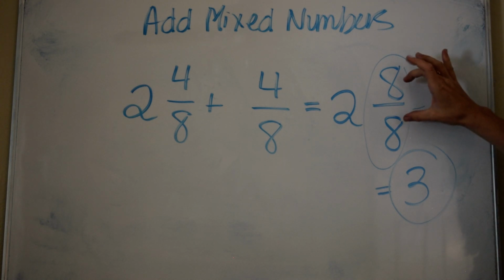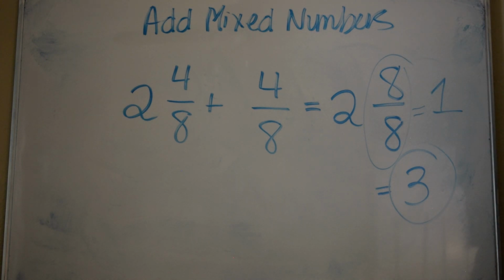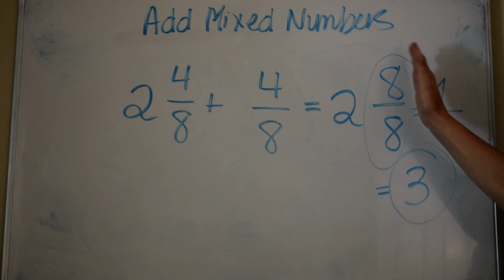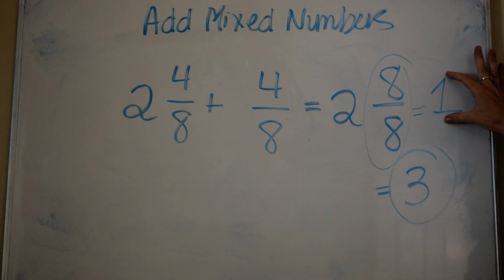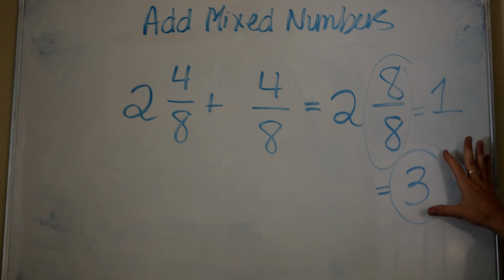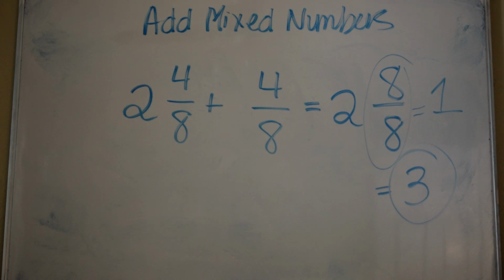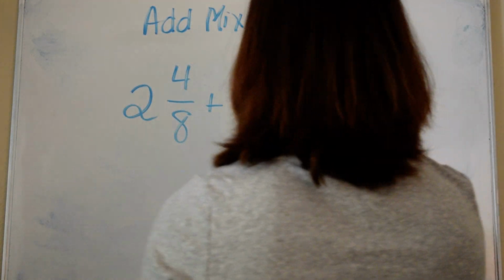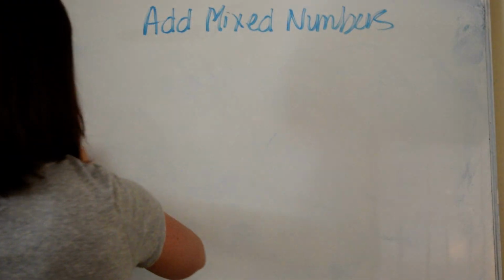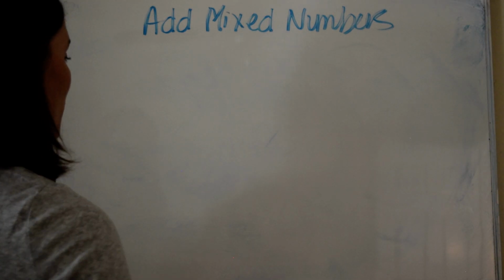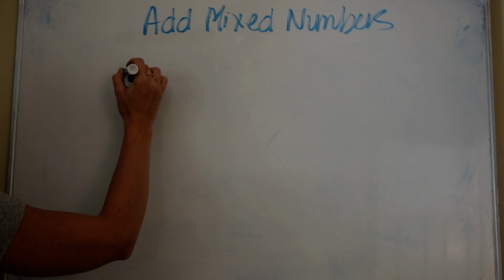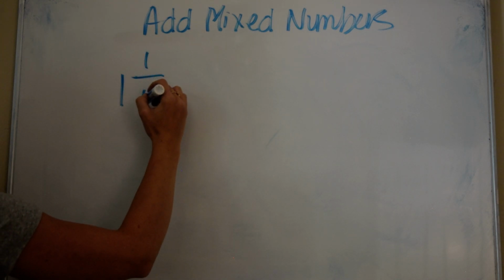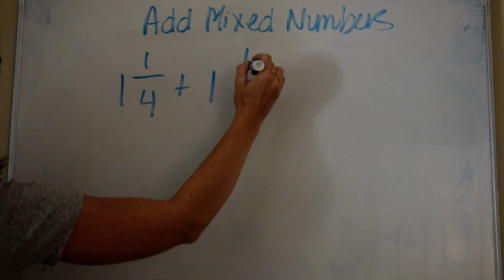If you ever have a fraction where the numerator and denominator are the same, that represents a whole. 8 divided by 8 is one whole, so I have 2 plus the whole, which will give me 3 as my answer. So that is just part 1 of adding mixed numbers. What happens when my denominators are different? That's when we need to find the least common denominator or the least common multiple of the denominators and then go ahead and add. So let's say I had 1 1/4 plus 1 1/2.